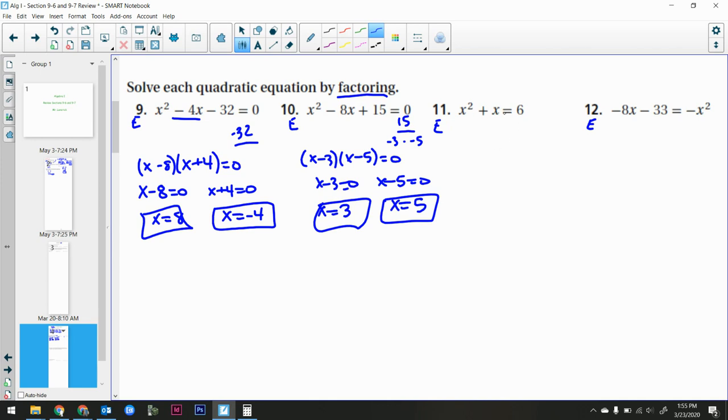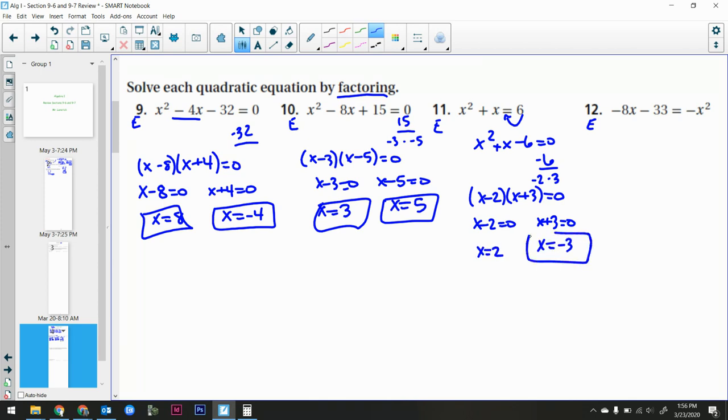All right, now this one is not in standard form yet. It's not in standard form, so I got to bring this 6 over to the left side. x squared plus x minus 6 equals 0. Factors of -6 that add to get to positive 1. -2 times 3. So we got x minus 2, x plus 3 equals 0. We set the x minus 2 equals 0. We set the x plus 3 equals 0. We add the 2. We subtract the 3. Those are my solutions.